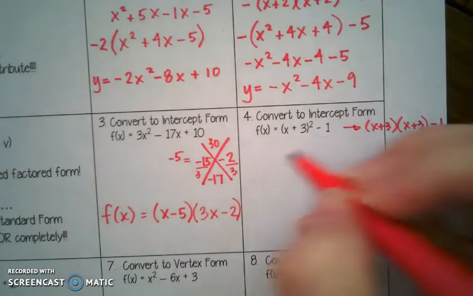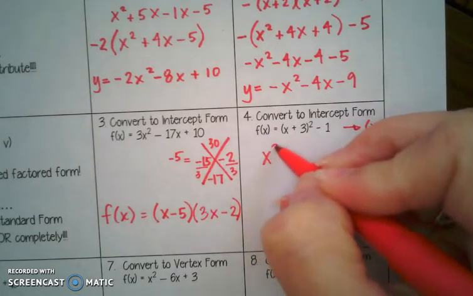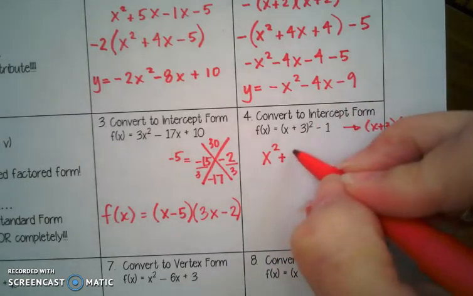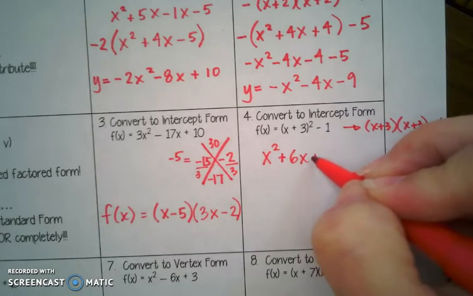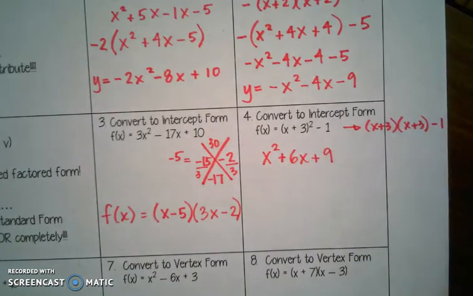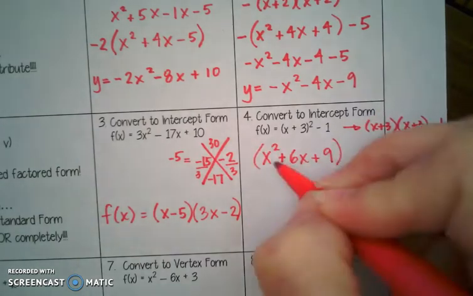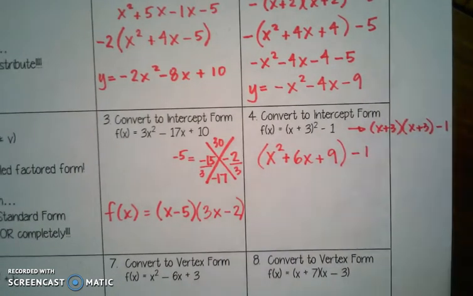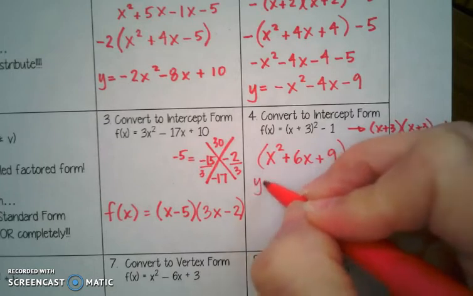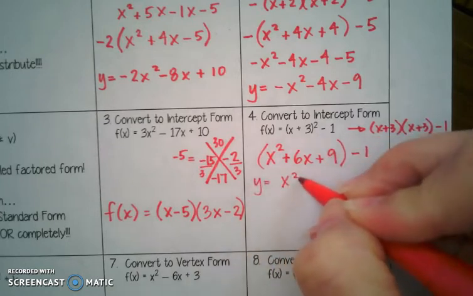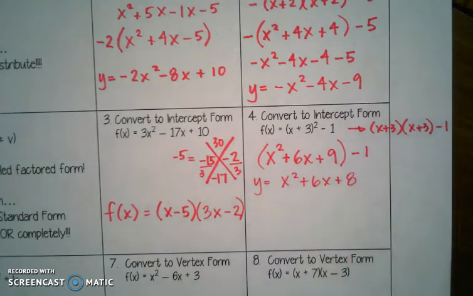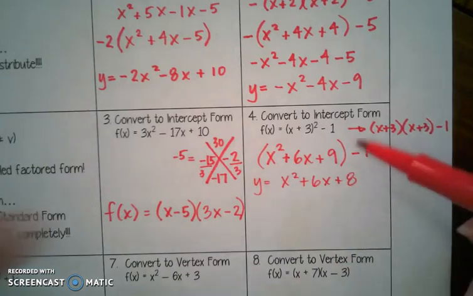So if we FOIL this, we'll get x squared plus, if we do outside and inside, we'll get 6x plus 9. And then we would distribute, but there's nothing in front to distribute, so then we need to subtract 1. So this would give us x squared plus 6x plus 8. All right, that's standard form, but we need to get intercept form.